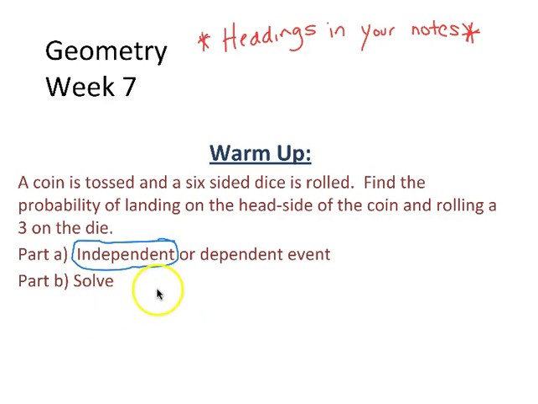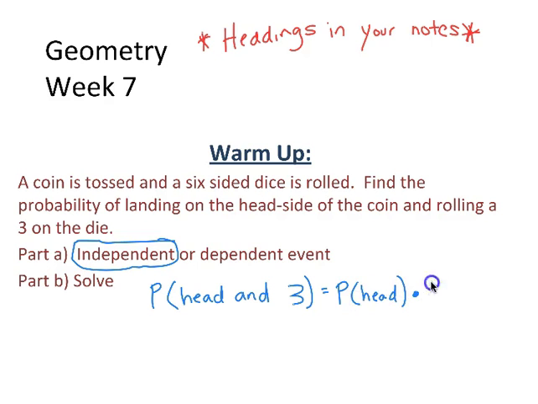So we are trying to find, let's use our fancy probability notation, the probability of landing on heads and getting a 3 when we roll our dice. So when we find the probability of independent events, we find the probability of each event occurring on its own, and then we multiply those probabilities together. So we're going to find the probability of throwing a coin up and it landing on heads, and then we're going to find the probability of rolling a 6-sided dice and it landing on 3.